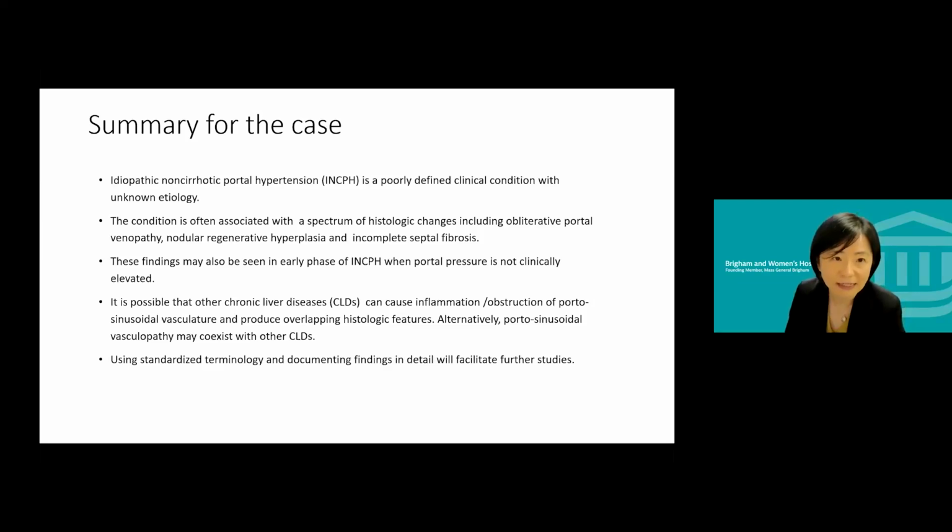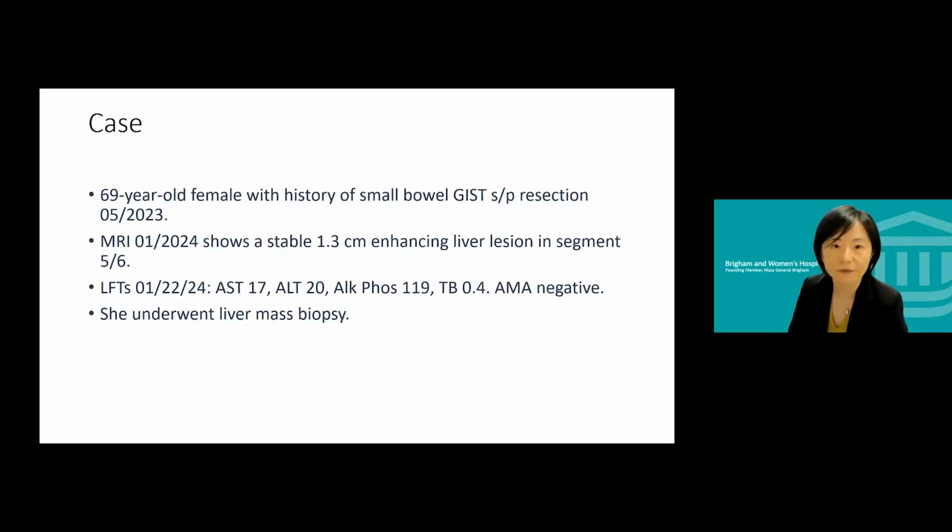To summarize this case that we talked about, idiopathic non-cirrhotic portal hypertension, we talked about the spectrum of histologic changes that can be seen in this disease. We talked about how these findings may be seen in patients without portal hypertension, and also in people with other chronic liver disease. I really want to emphasize the point of using standardized terminology and documenting these findings, because this will really facilitate our further analysis and study of this disease. So that concludes the first case, and we'll just move on to the next case.